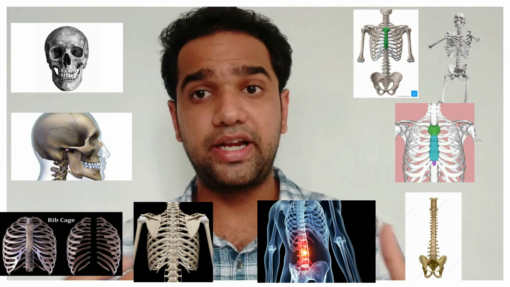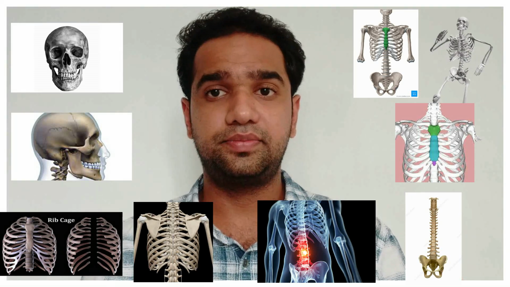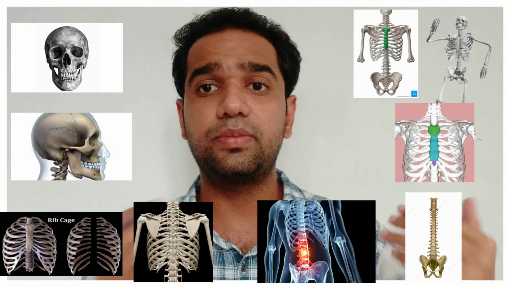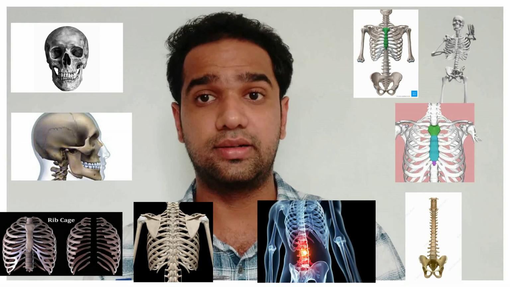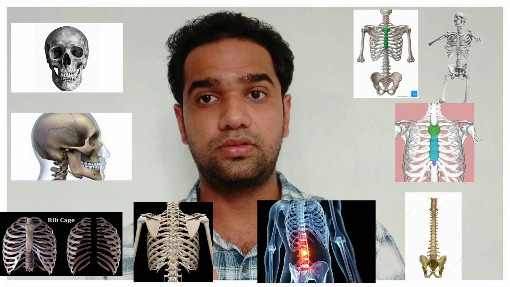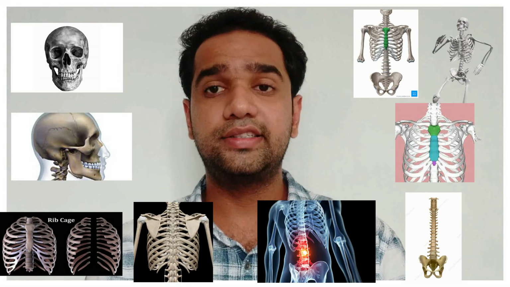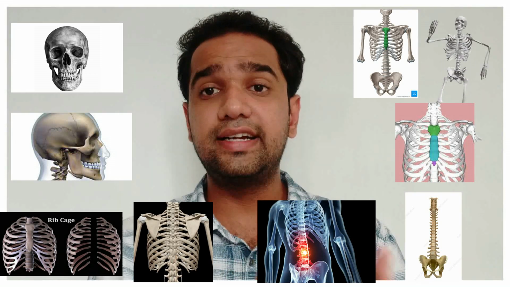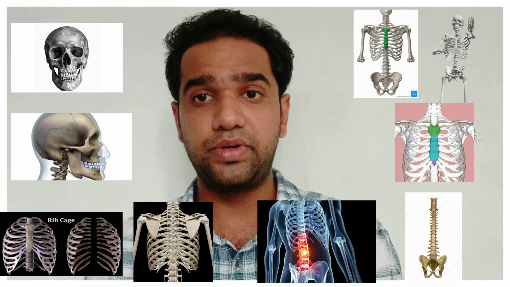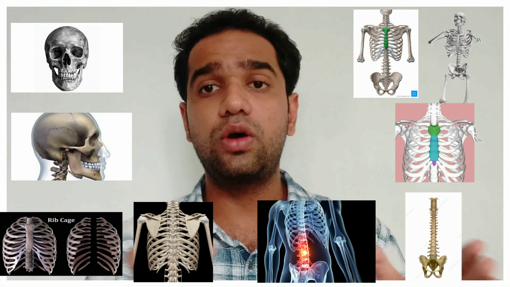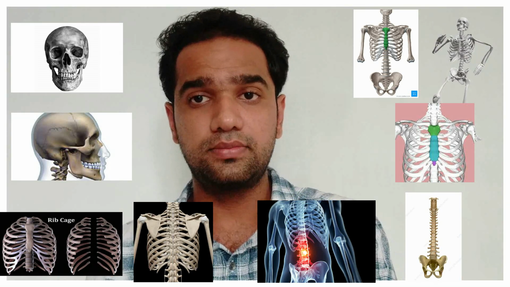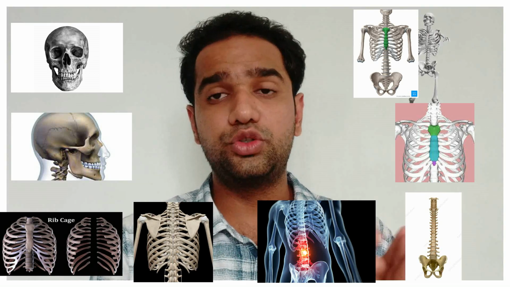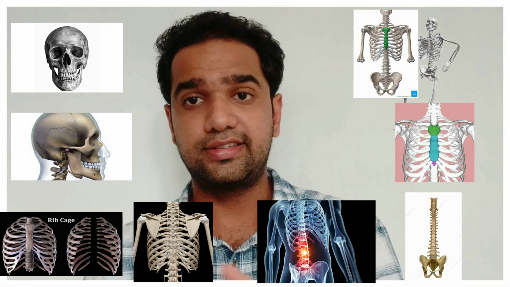Next is the ribcage. We have 12 pairs of ribs, and except the floating ribs, all other ribs are connected to the backbone as well as to the sternum or the breastbone. Next is the backbone or spine. Our backbone is made up of 33 small bones called vertebrae, which form a strong vertebral column. Our backbone helps us to move, bend or twist, etc.